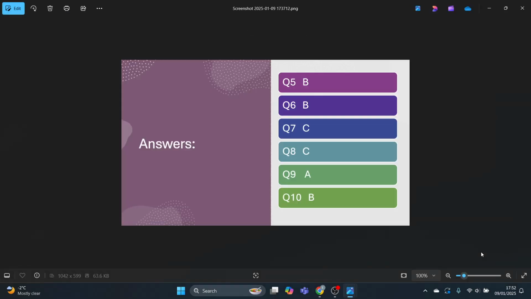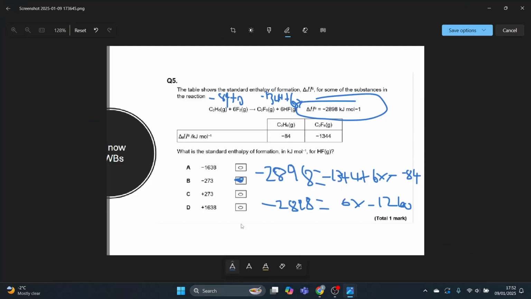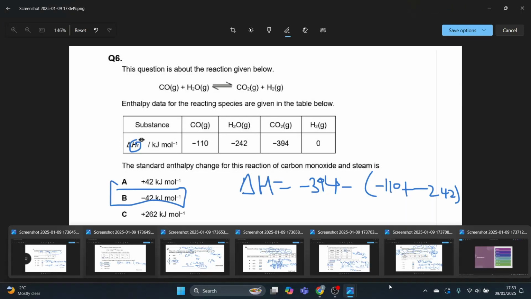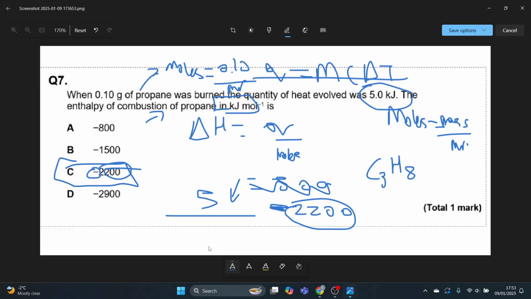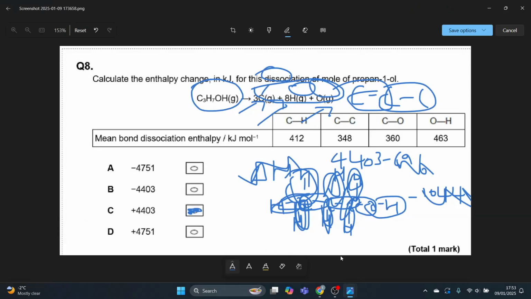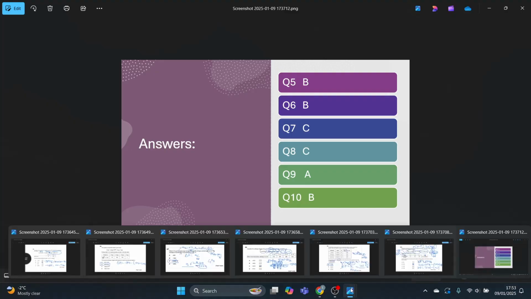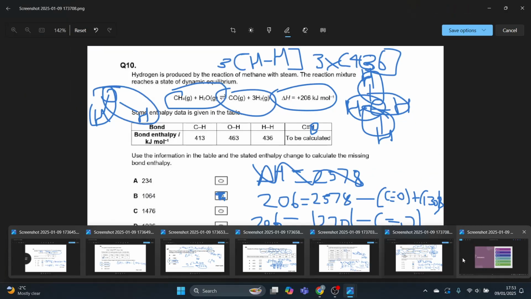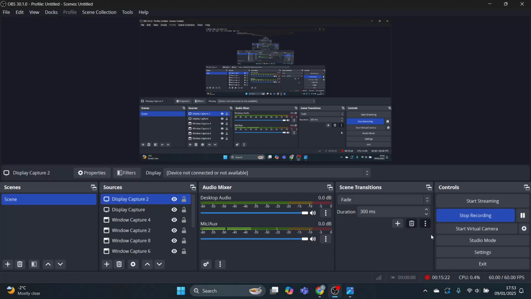Let's mark it. Question 5B, perfect. Question 6B, perfect. Question 7C, perfect. Question 8C, perfect. Question 9A, perfect. Question 10B, perfect. And that's the end of the multiple choice questions.